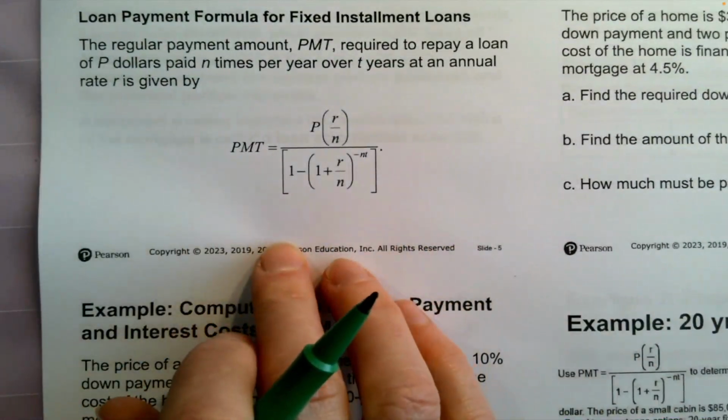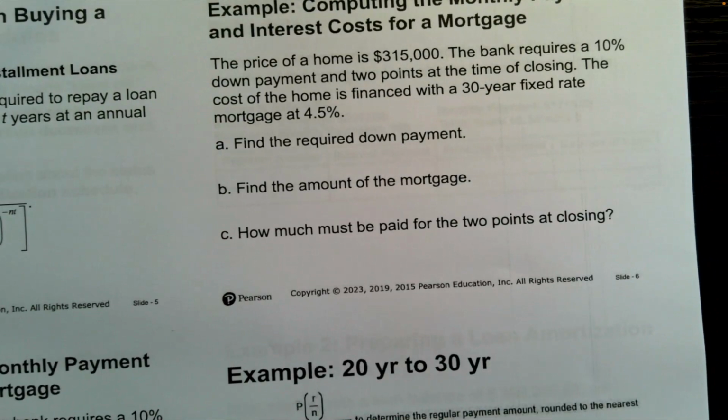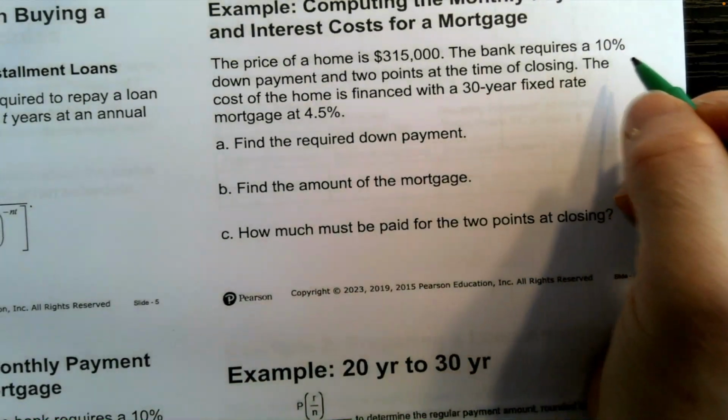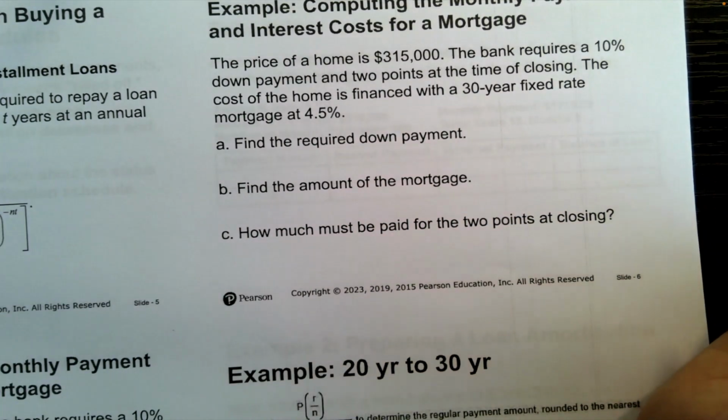So this formula is very similar to the car, or is it the same? Yes, it is the same as the car because it is an installment loan, fixed rate over a certain amount of years. So let's look at our example. It says the price of a home is 315,000. The bank requires 10% down and 2 points at the time of closing. Cost of the home is financed with a 30-year fixed rate at 4.5%.